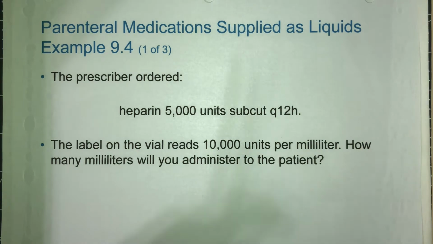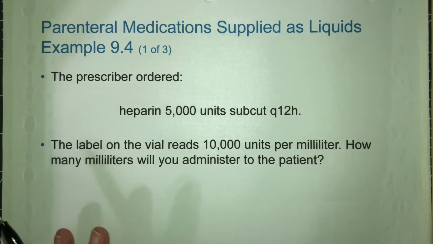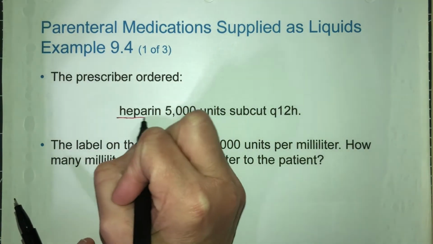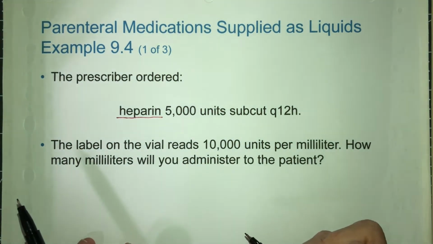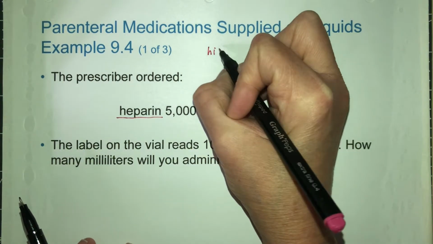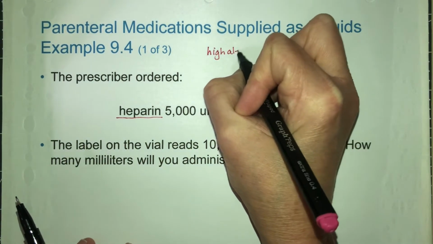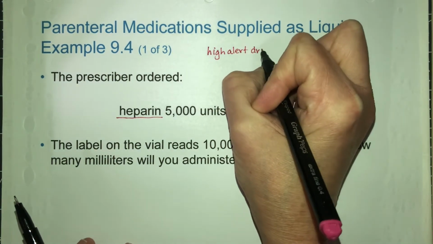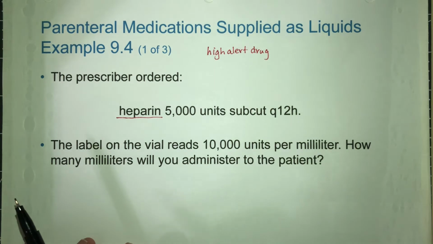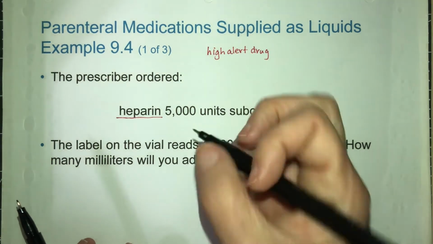Now, as a math problem, this is just like all the other stuff we've been doing. But heparin is a dangerous drug. It is considered a high alert drug. It is never given intramuscularly because of the risk of hematomas. And you really need to pay attention because there are two drugs that often get mixed up.